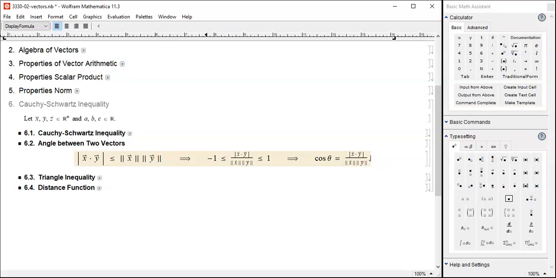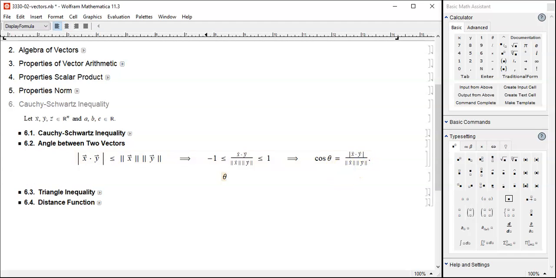Angle between two vectors. Because of the Cauchy-Schwarz inequality, we can define an angle like this. This quantity is between -1 and +1, because from here, divide this by the right-hand side, then we get this fraction, and that's less than 1 in absolute value. As a matter of fact, this quantity here should not be absolute value anymore. The absolute value is less than or equal to 1, so this quantity is between -1 and +1. And therefore, we can define cosine of theta like that, or theta as inverse cosine of this quantity.